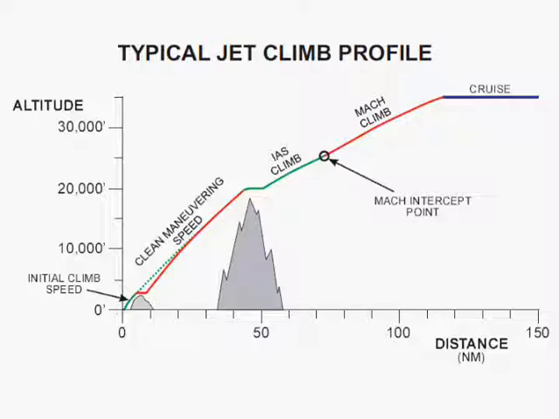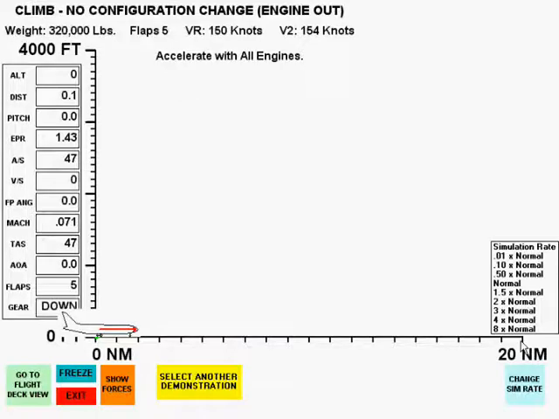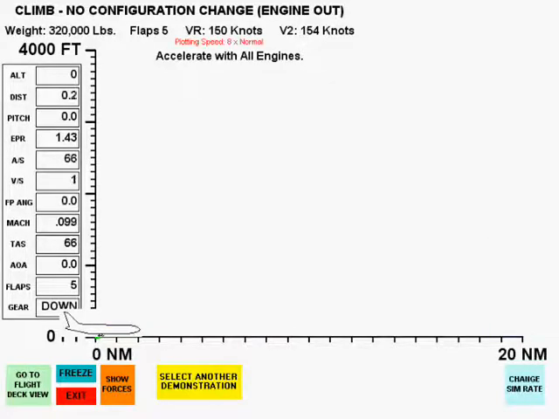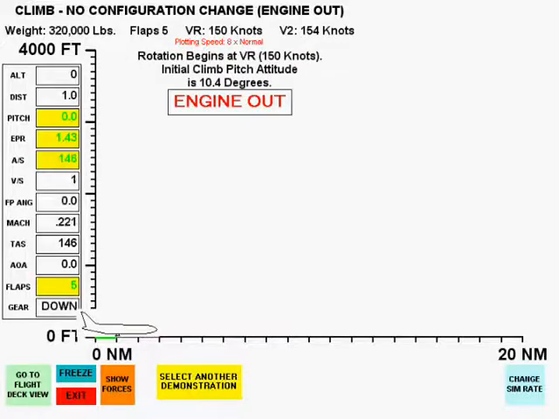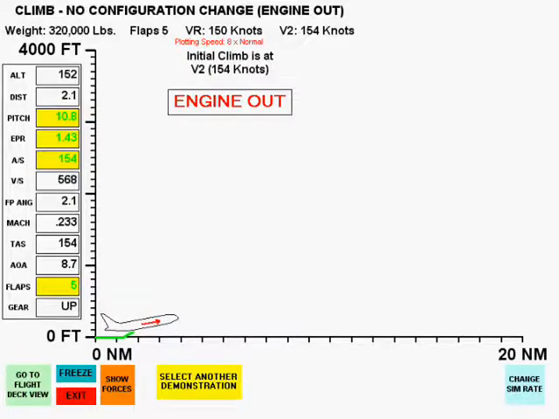Now that we have covered normal jet climbs, let's look at engine out after takeoff climbs and go-around climbs. First, we will look at an engine out climb at V2 with no configuration changes. Takeoff power will be maintained for the maximum allowable time and then set to max continuous.